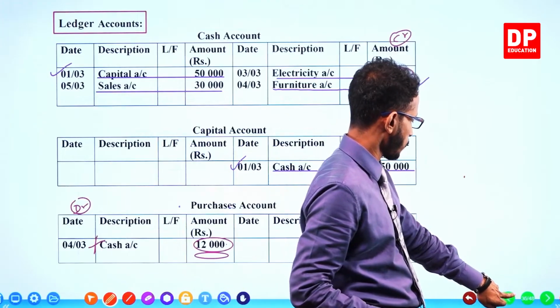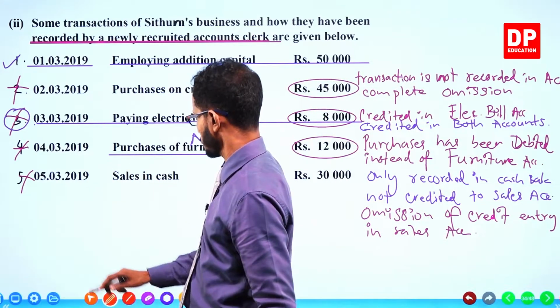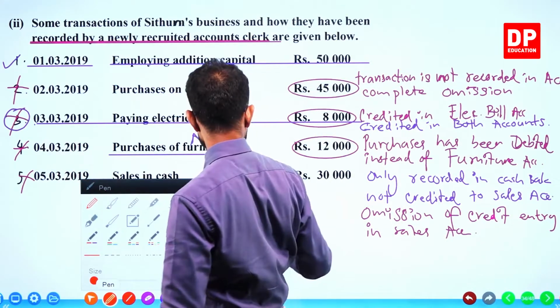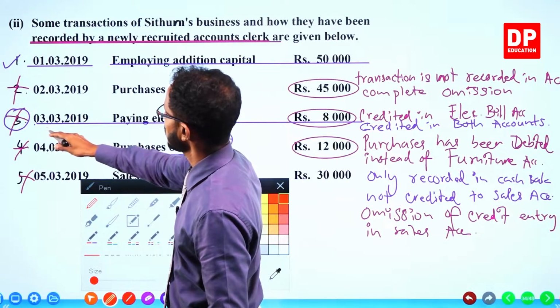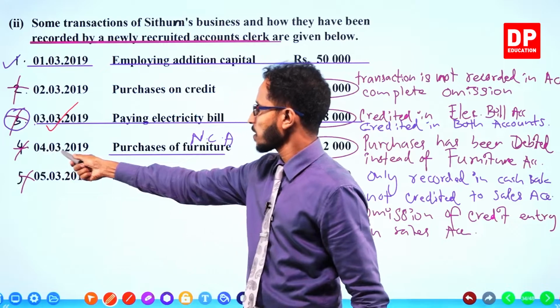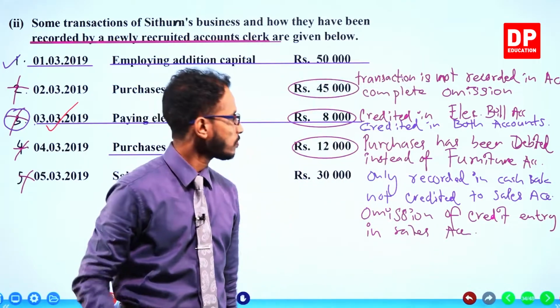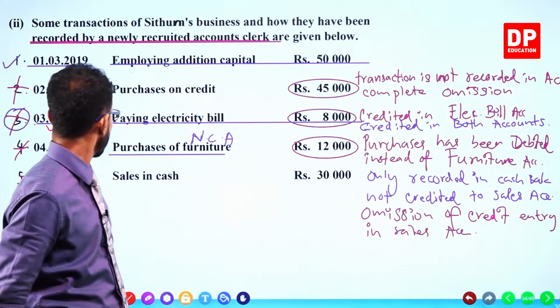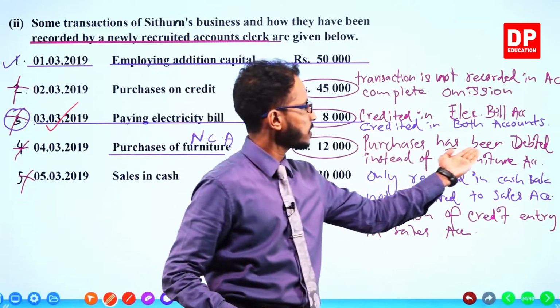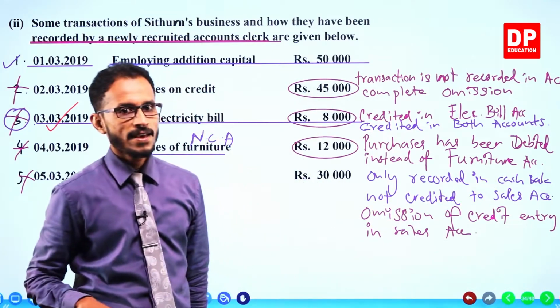Another one. Okay, this is done. Another one. Shall we take this one? Fourth one. Purchase of furniture, 12,000. What is the error? The error is purchases has been debited instead of furniture account.